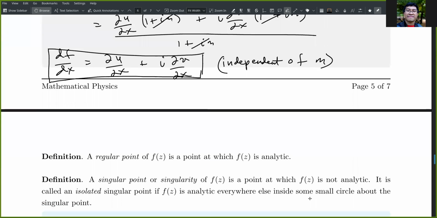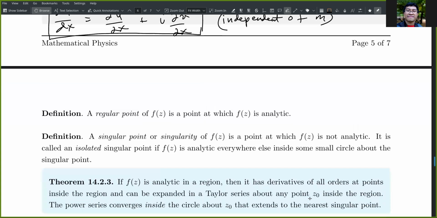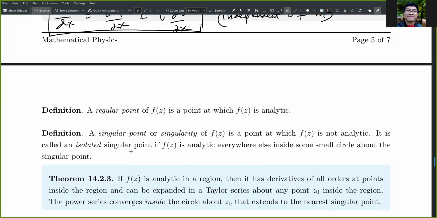Okay, let's have a few definitions. A regular point of f(z) is a point at which f(z) is analytic. A singular point or singularity of f(z) is a point at which f(z) is not analytic. It's called an isolated singular point if f(z) is analytic everywhere else inside some small circle about the singular point.